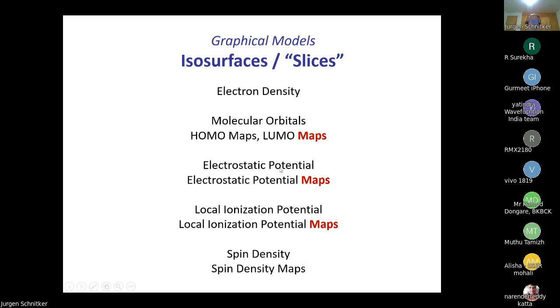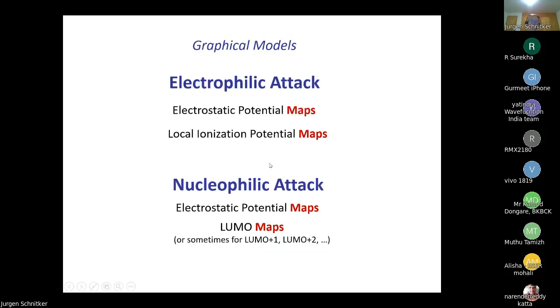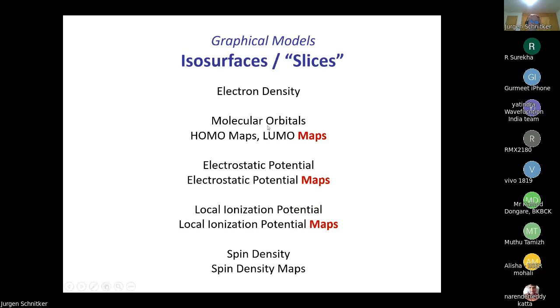It's the interaction energy with a positive test charge anywhere around the molecule. So it measures where it is electron poor and where it is electron rich. Localization potential, I said a little bit about that. Spin density kicks in once you have radicals, where the unpaired electrons are. The maps are often more useful than the isosurfaces themselves. The maps arise by mapping each of these properties, localization potential, electrostatic potential, or even molecular orbitals, onto the electron density isosurfaces. That's the significance of the maps.